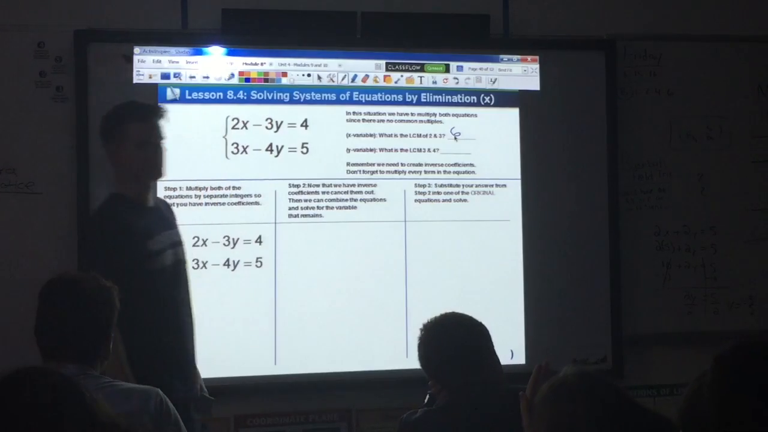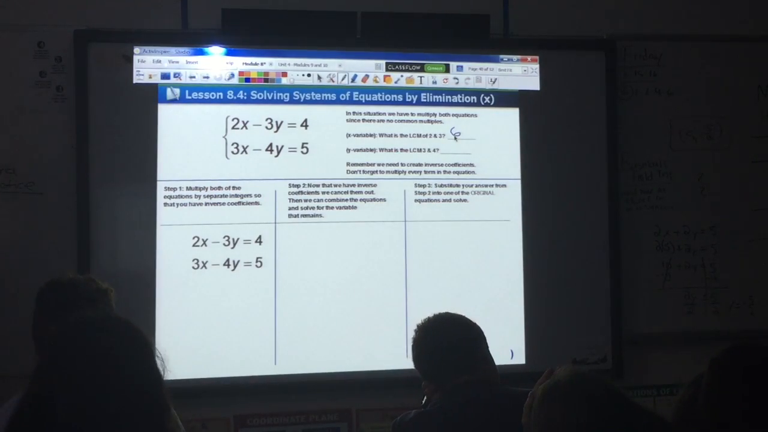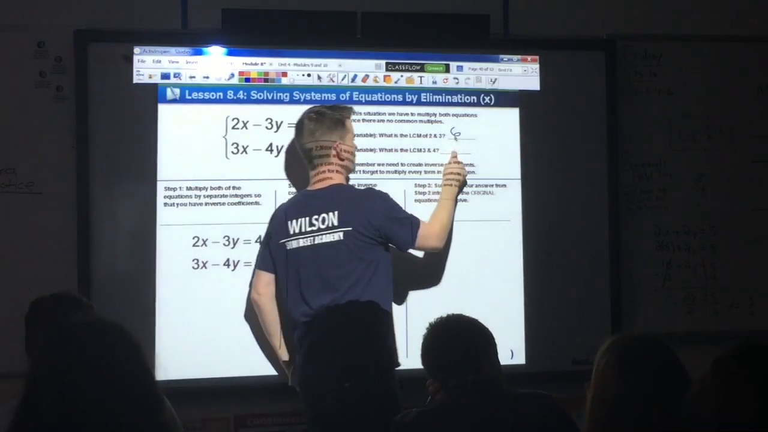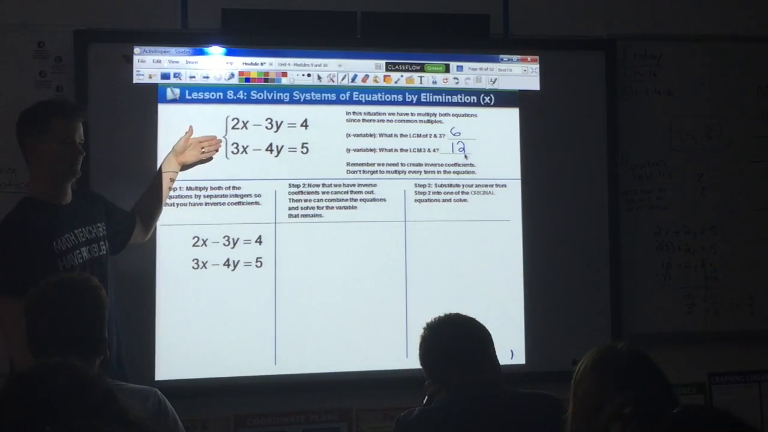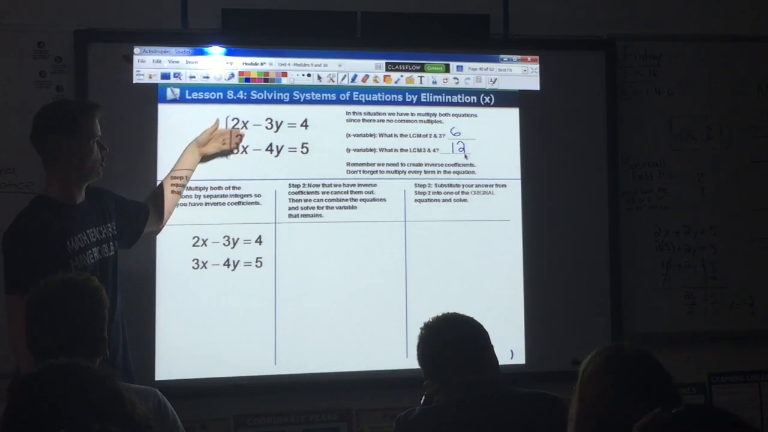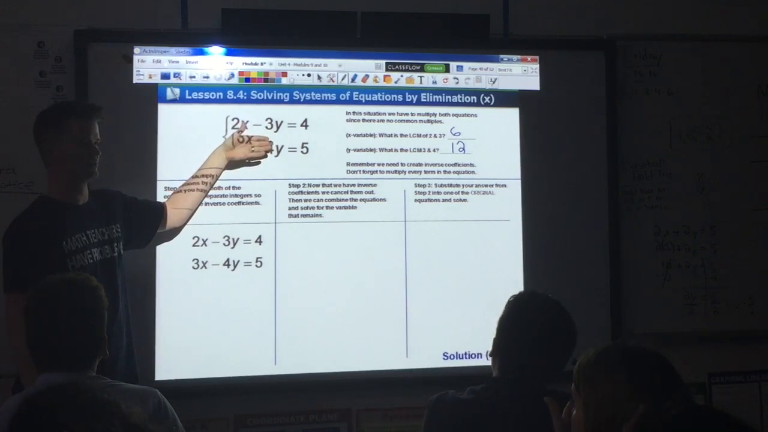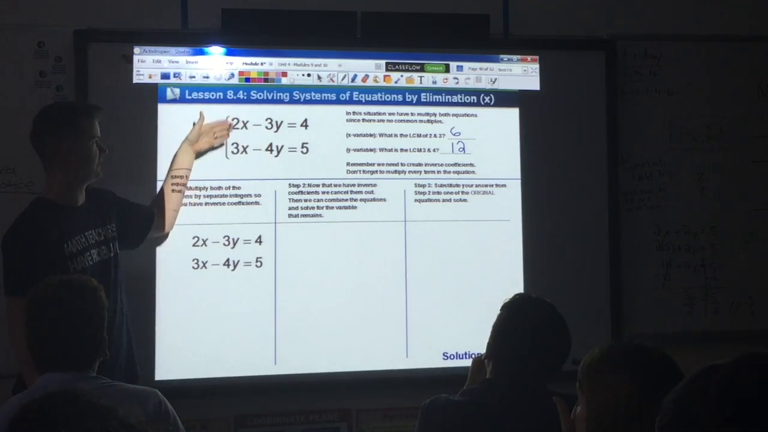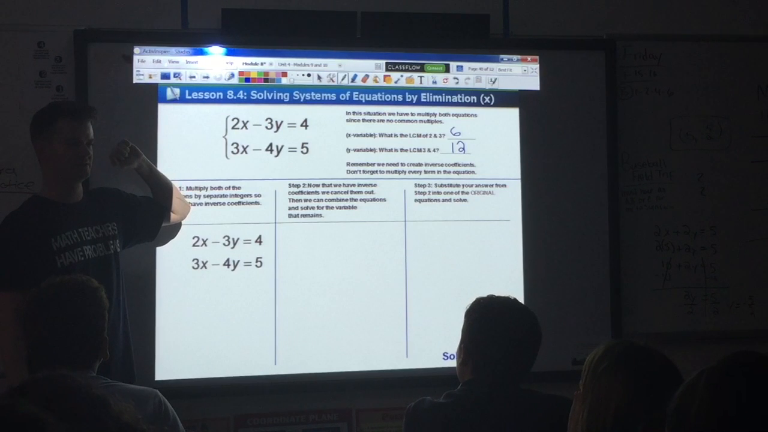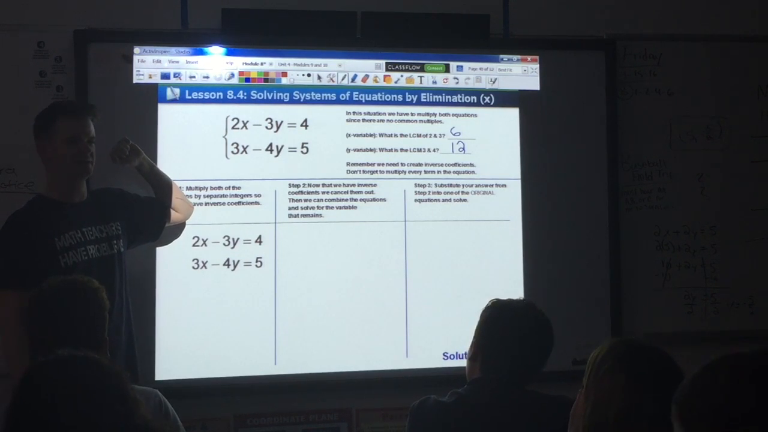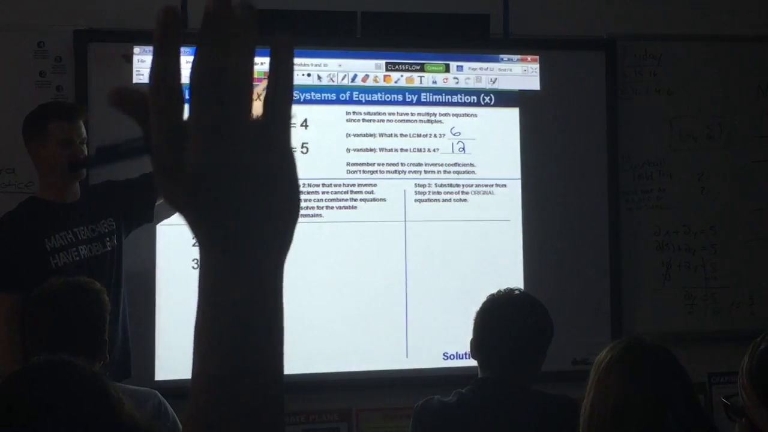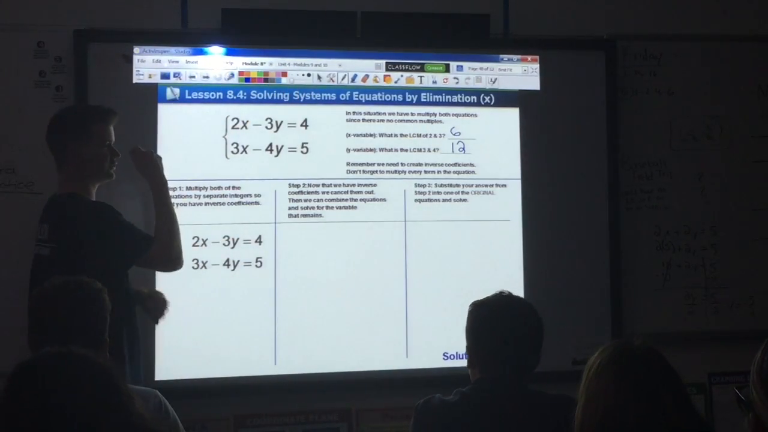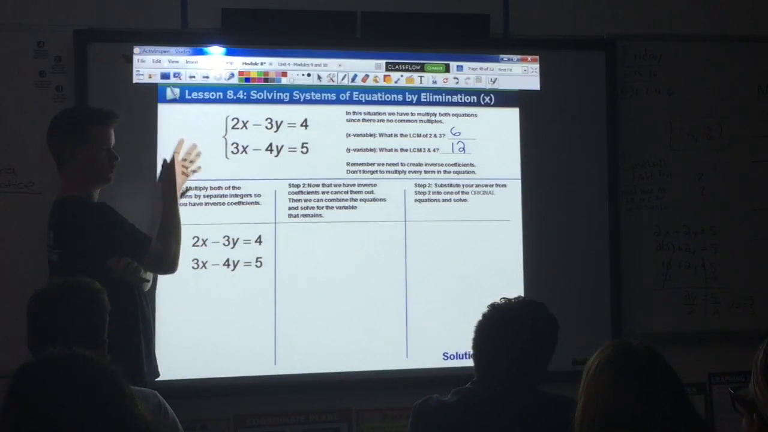What about 3 and 4? What's the LCM? 12. So we have 2 options here, guys. We can either turn the x's into inverses at 6, or we can turn the y's into inverses at 12. What do you guys want to do? You want to deal with the x's or the y's? Who says x's? Raise your hand. A couple people. Who says y's? The y's have it. Okay. So what we're going to do is we're going to create inverses with the y's.